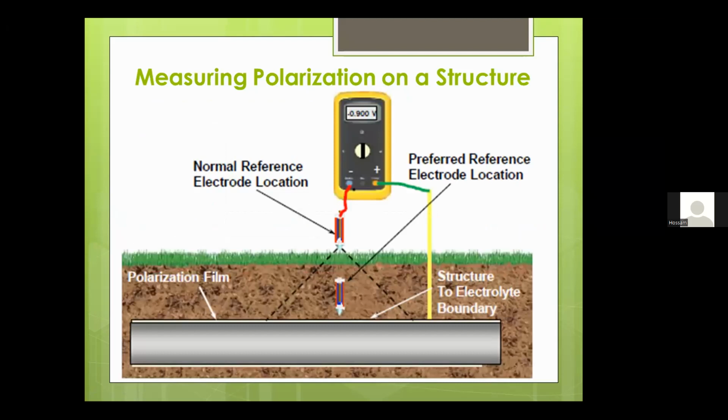When we measure polarization, how do we measure the polarization on a structure? When we measure the structure-to-electrolyte potential, we connect the negative terminal of the meter to the reference electrode and the positive terminal to the pipeline. Here we have the potential of negative 0.9 volts.